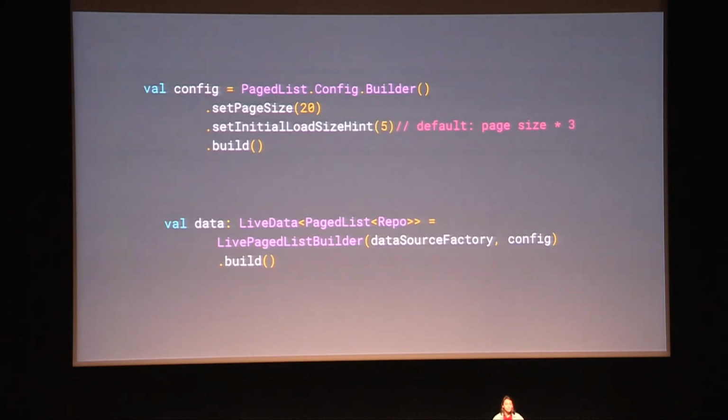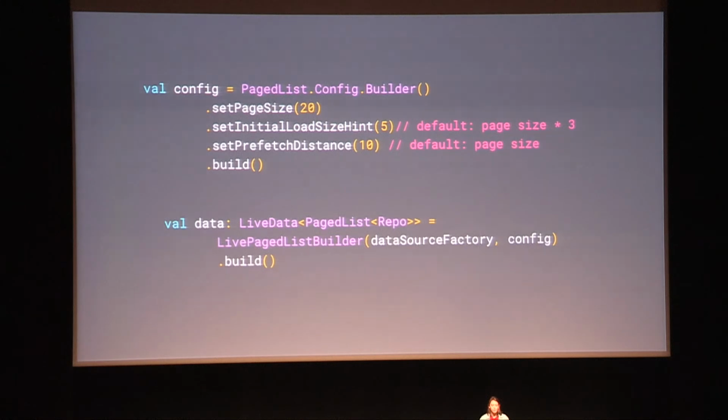Then you can set the initial load size hint. So this is the amount of data that should be loaded by the paging library the first time. By default, we're setting this to be 3 times the page size. Next, we can set the prefetch distance. So what's the distance from the end of the list when the paging library should start requesting for more items?